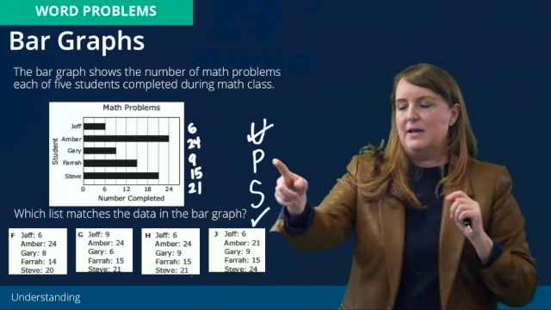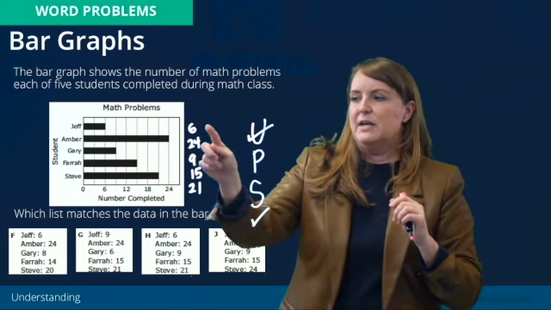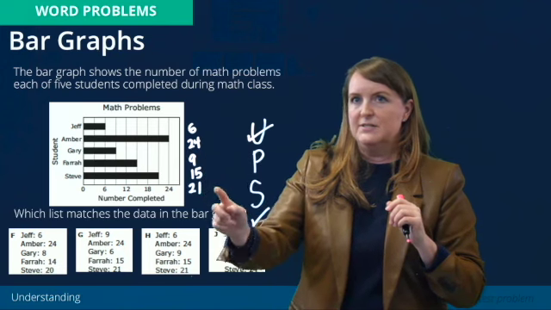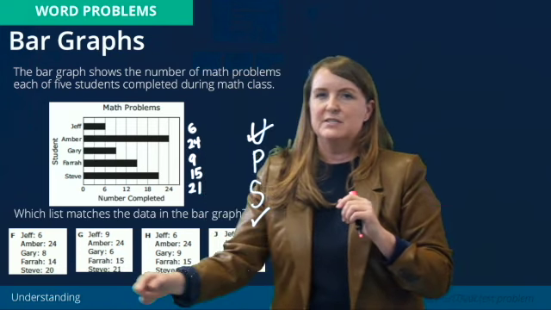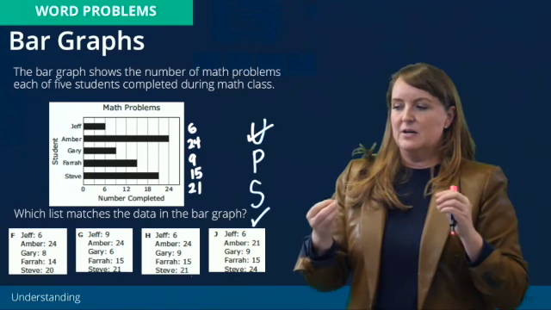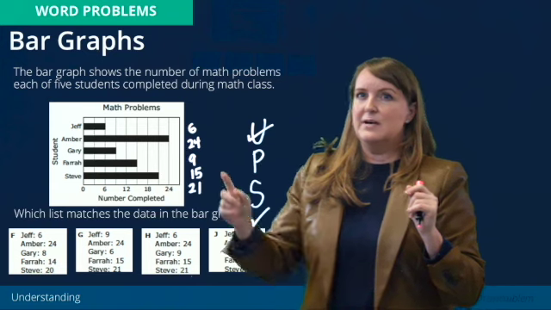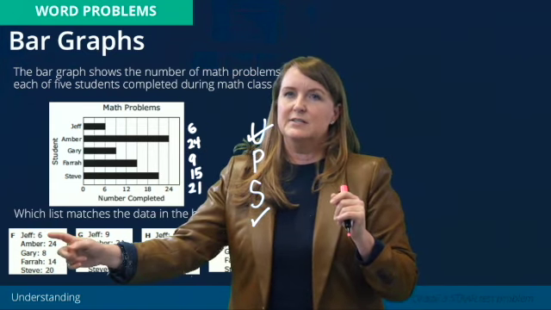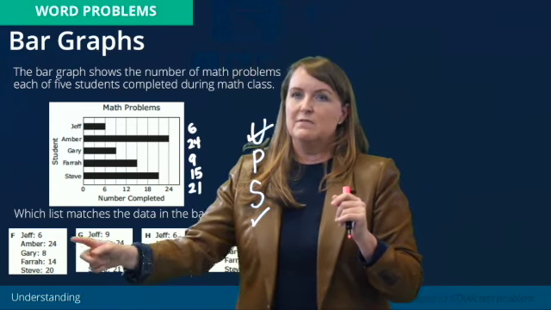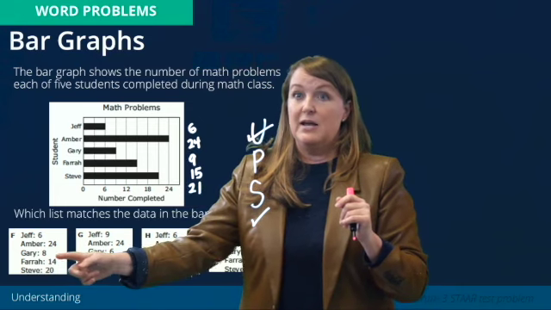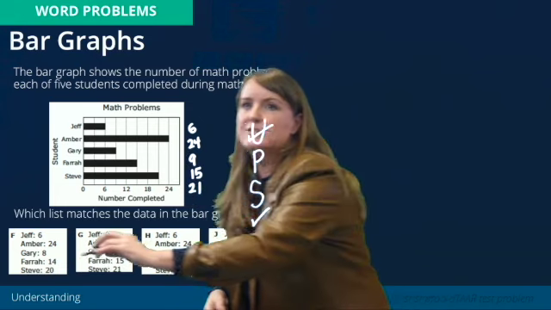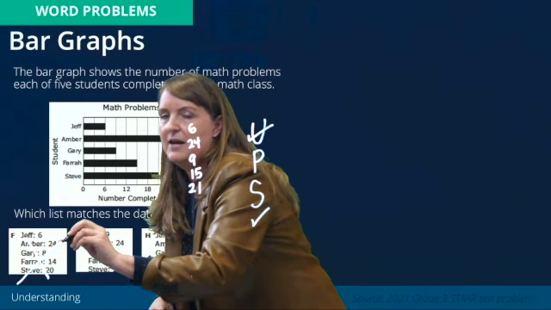Now, what's my plan? Well, my plan is to look at each of these data points, and I'm going to see if it matches this list. And if it matches, I'll give it a check mark, and if it doesn't match, I'm going to cross it out. All right, so let's go ahead and see. Jeff, 6, that's good. Amber, 24. Gary, 8 and 9. Oh, that doesn't match. I'm going to go ahead and cross that out.